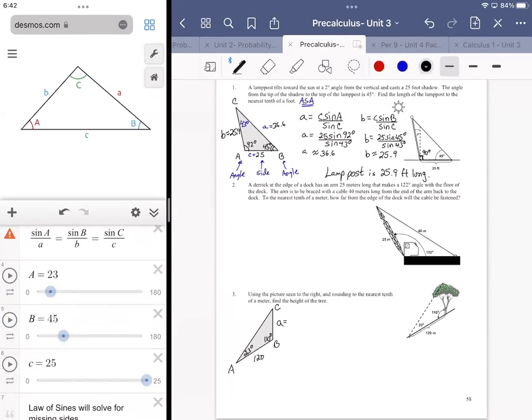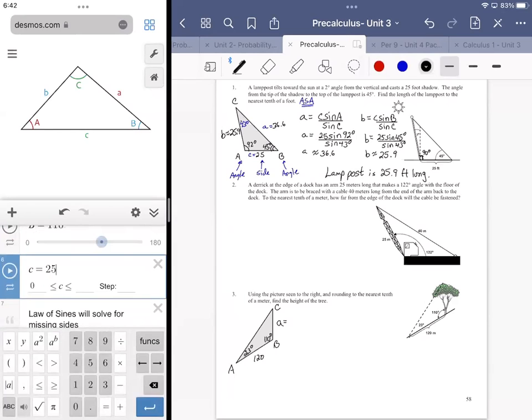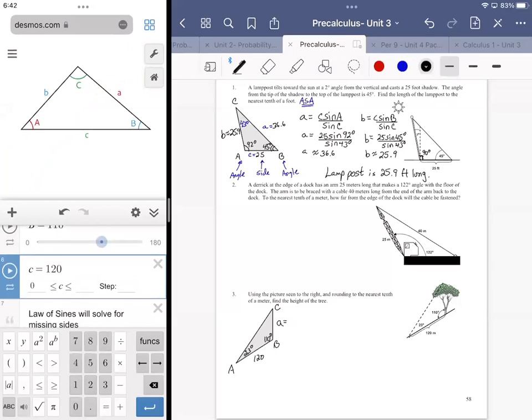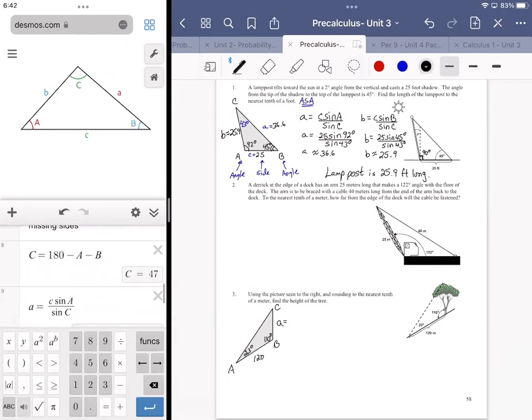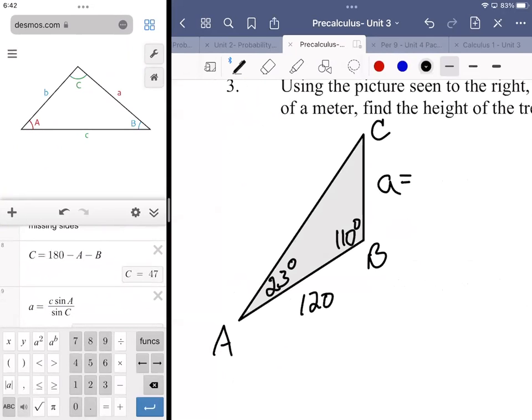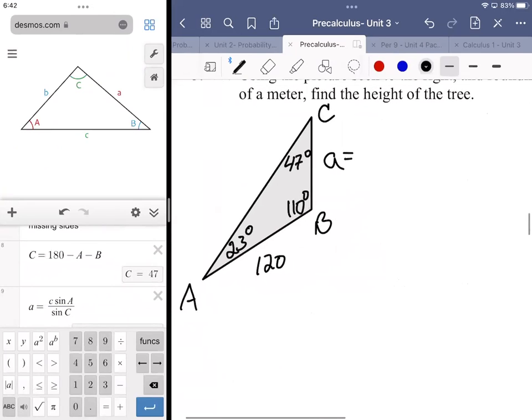B goes to 110. And C is 120. I got to type that in. All right, so knowing that, the angle C we could have figured out just by subtraction, but it's going to do it for us, so why not use it? So 47 degrees, right?